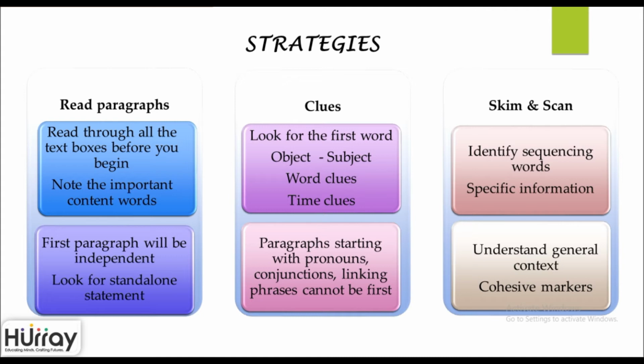Now coming to the next bit. Paragraphs starting with pronouns he, she, it, conjunctions, linking phrases cannot be first. Anything beginning with and or because or however, although, these are words that cannot come at the beginning. They in fact indicate that an idea exists and they are connecting those ideas. When you're reading through the paragraphs, make sure you're skimming and scanning. For this, you must identify sequencing words. Sequencing words are called discourse markers, words that connect ideas, that indicate some sort of transition. So look for those kind of words, look for any specific information that is given.